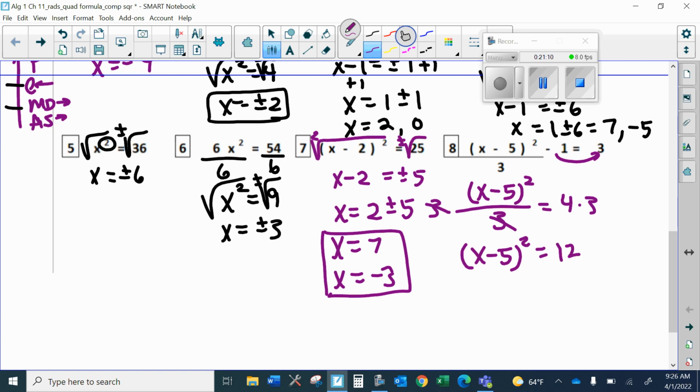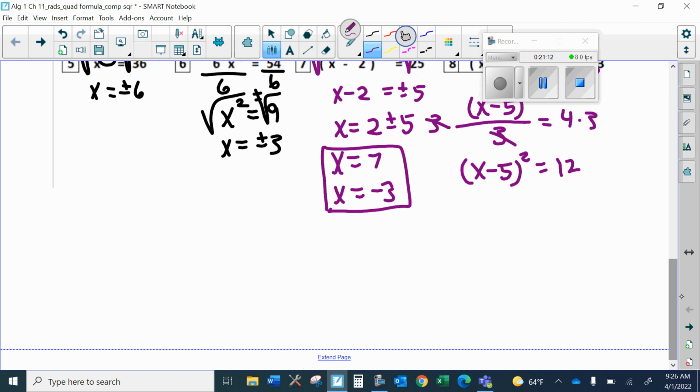Okay. Now I'm up to the radical level, the exponent level. So again, that tells me there's my 2 answers. Take the square root of both sides, plus or minus. The 2 divided by 2 is 1, so I get x minus 5, and I have plus or minus.